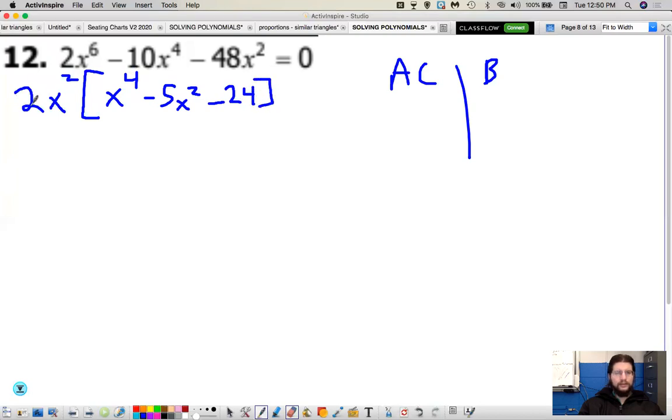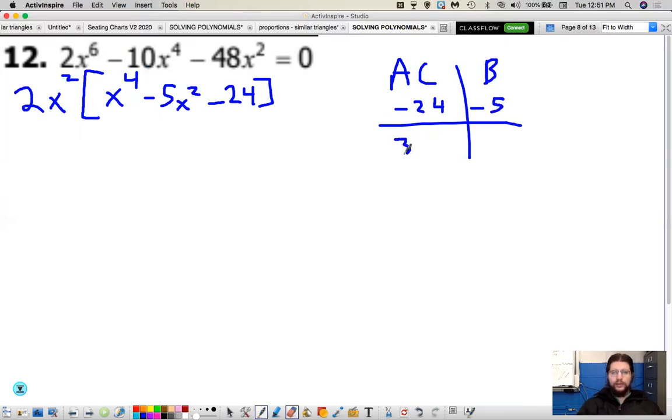We got this times this. Parentheses are the same thing as brackets, okay? I just like to separate my trinomials with brackets here, okay? Now, when we're doing the AC method, we're looking at the factored trinomial, like after we take out the GCF. This piece, not this one, this one. A times C is negative 24, B is negative 5.